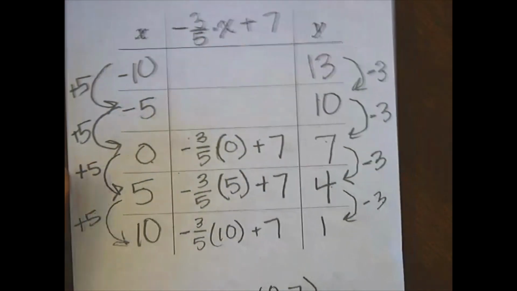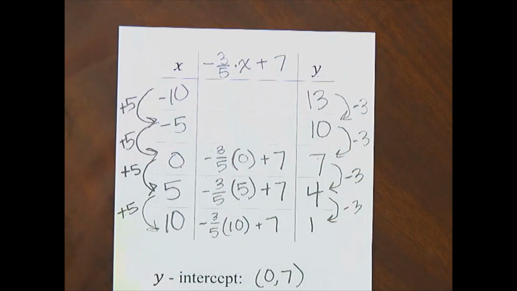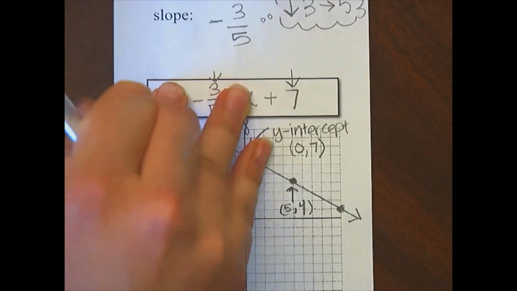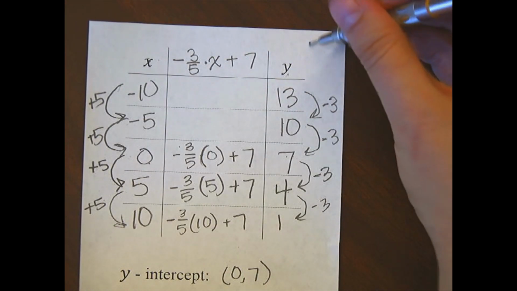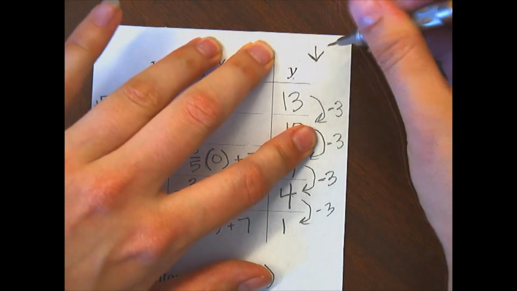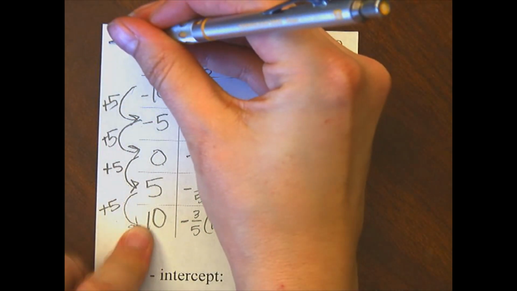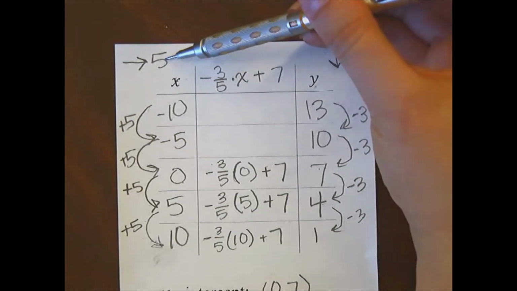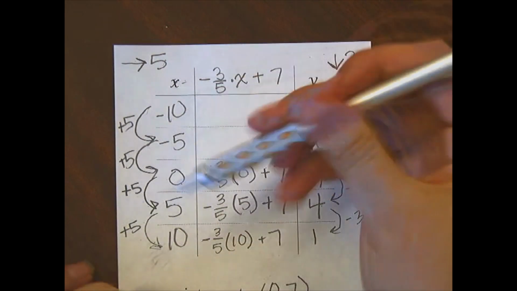Now, I don't know if you've noticed, but our slope is seen in these side pieces. Remember how everything was going down 3 and over 5 on our graph and on our slope right here? Well, that's exactly what's happening here. Y going down by 3 is making our graph go down 3. X going up by 5 means your graph is going over 5. So every time you go over 5 on your x's, you're going down 3 on your y's. It's not really a coincidence.